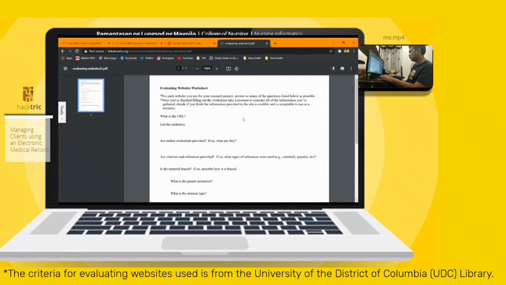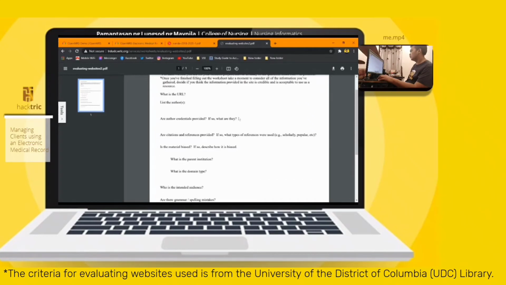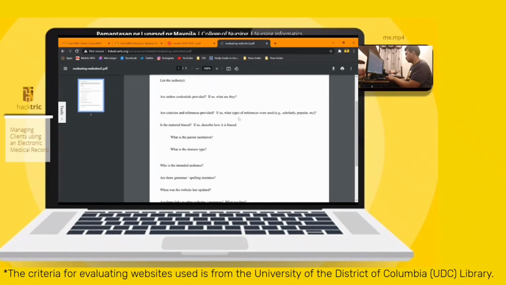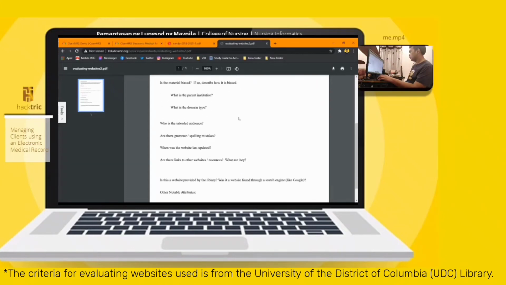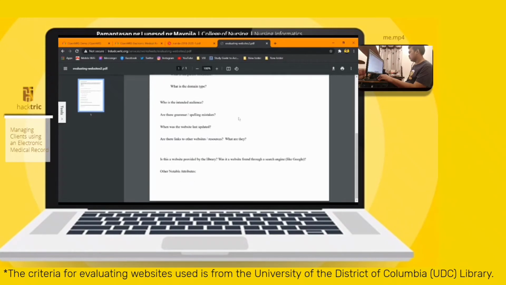What is the URL? Who is the author or who are the authors? Are author credentials provided? If so, what are they? Are citations and references provided? If so, what type of references were used? Is the material biased? If so, describe how it is biased. What is the parent institution? What is the domain type? Who is the intended audience? Are there grammar or spelling mistakes? When was the website last updated? Are there links to other websites or resources? What are they? Is this a website provided by the library? Was it a website found through a search engine like Google?